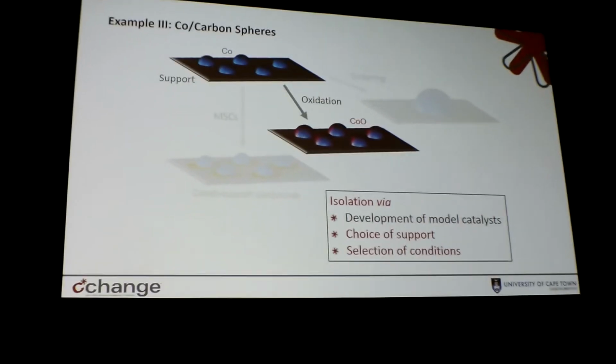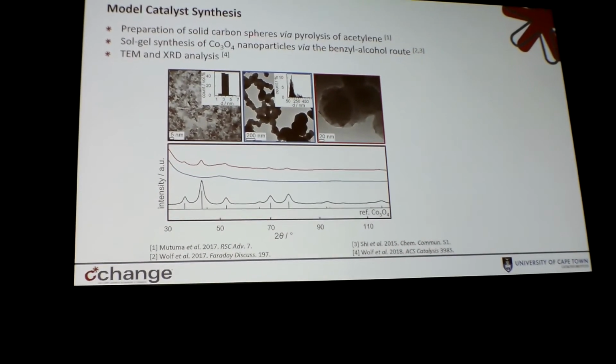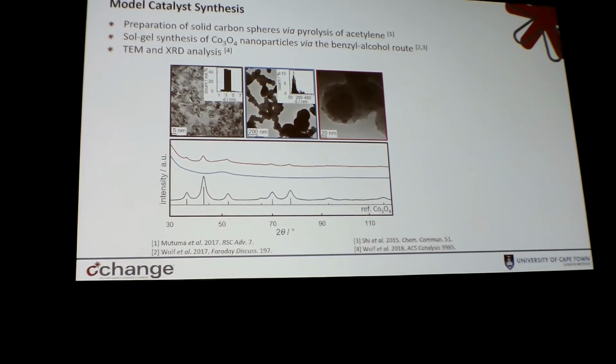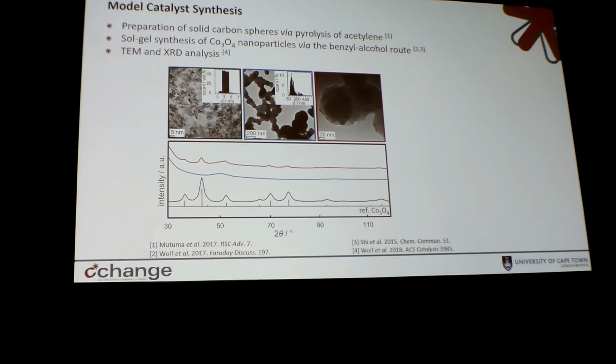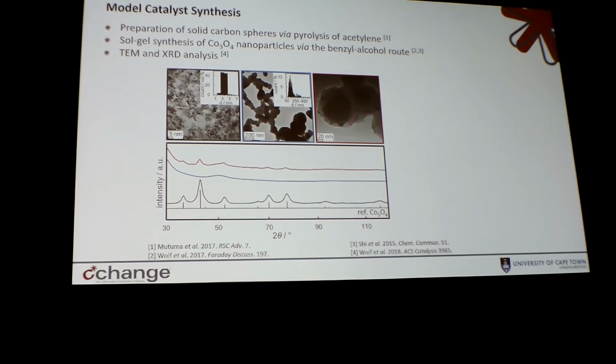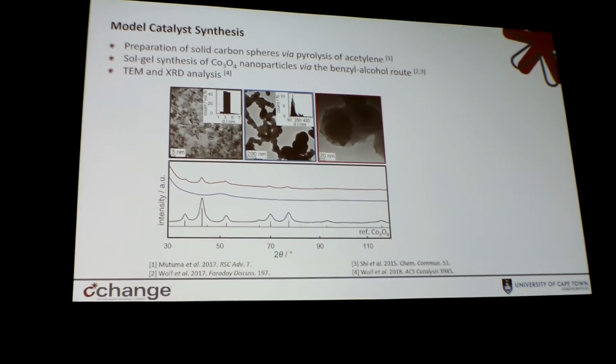All right, there's another example that we used here, and here we're looking into oxidation only, so there was no other thing at play. We used solid carbon spheres derived by pyrolysis of acetylene. We used the same particles. These are the nanoparticles here. These are the carbon nanospheres, and that's after depositing those cobalt particles onto the carbon spheres.